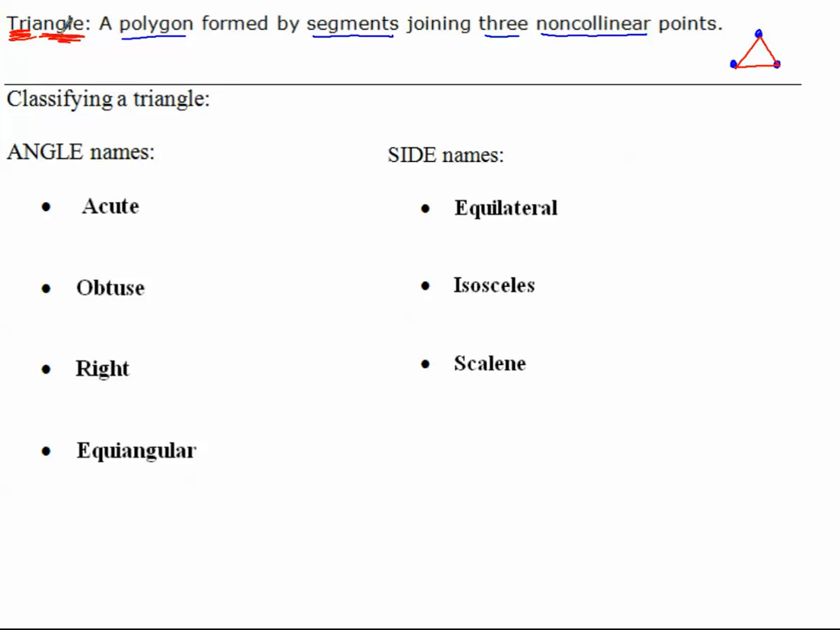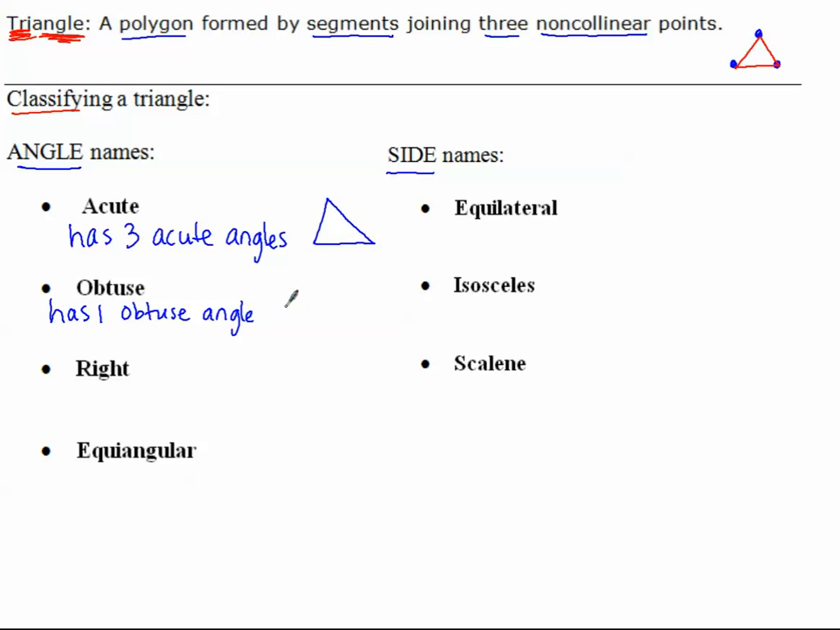Three angles, triangle. To classify a triangle, classify meaning to group it, we can use either angle names or side names. Acute triangle has 3 acute angles. If we draw an acute triangle, we need to make sure that we are drawing it such that all 3 angles look acute. An obtuse triangle has 1 obtuse angle. So when I draw an obtuse triangle, I usually start by drawing an obtuse angle, see how this angle looks greater than 90 degrees, and then connecting to make the third side.